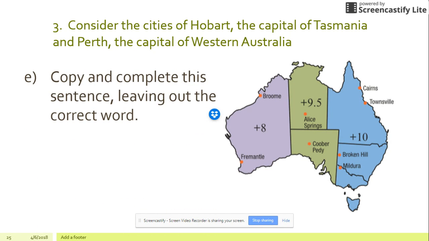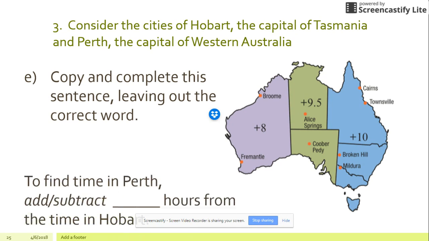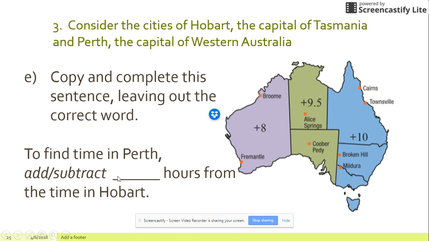Copy and complete this sentence, leaving out the correct word. So you need to write the sentence down. To find the time in Perth, do we add or do we subtract, and how many hours, from the time in Hobart? Do we add or subtract the number, and how many? See if you can do that first. Pause me and then see if you're right.